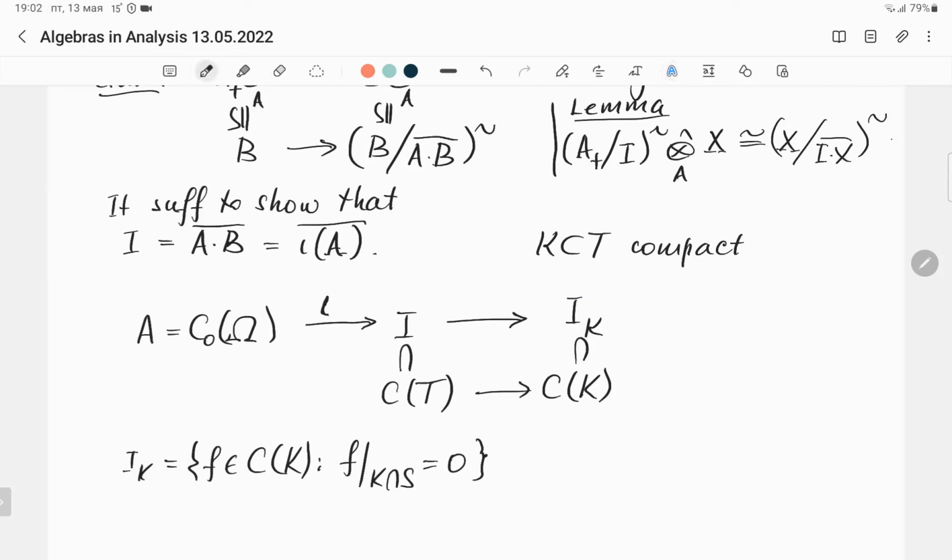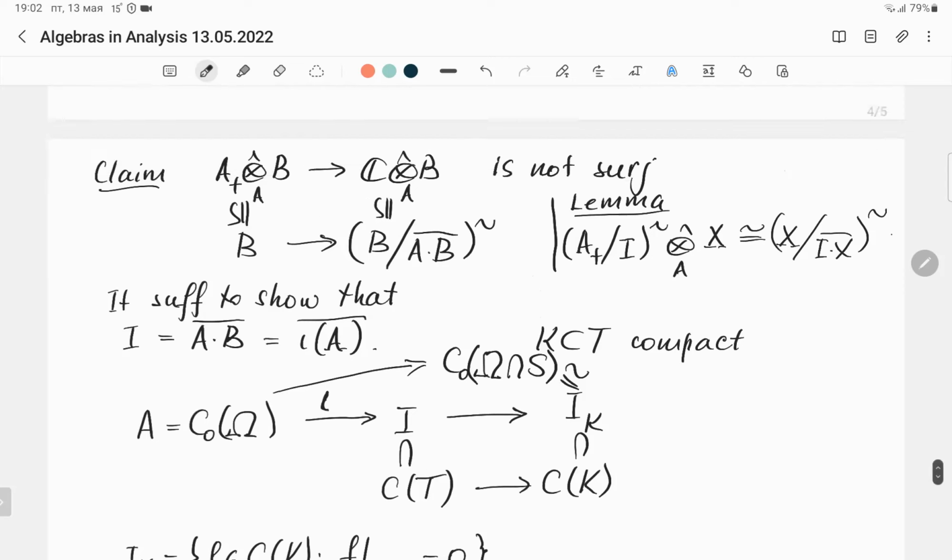Well, but what is IK? IK is a closed ideal in C of K, and K is compact. So it's easy to see that IK can be canonically identified with C0 of omega intersected with S. And this map becomes just the restriction map.